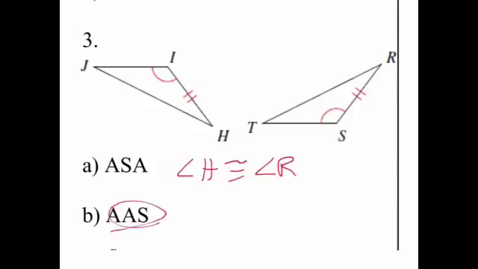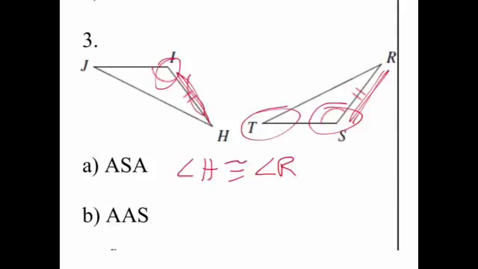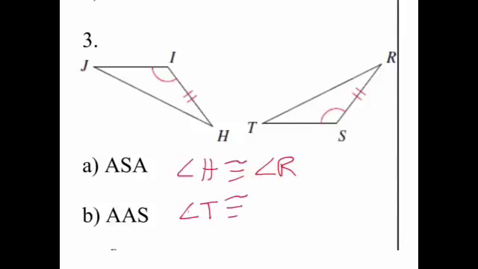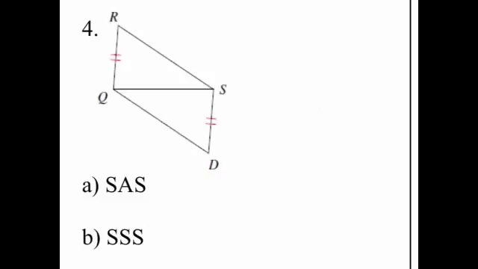And on the next one, we want angle, angle, side. Here's an angle, here's a side. We need the previous angle, angle, side. We need the previous angle. So those are the angles T and J that need to be congruent. Angle T congruent to angle J. And that brings us to the next one.